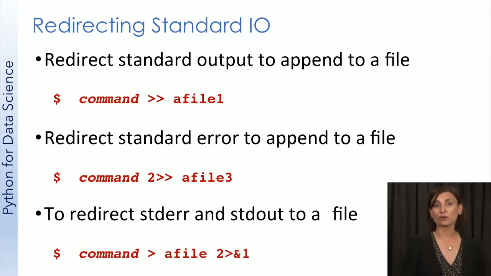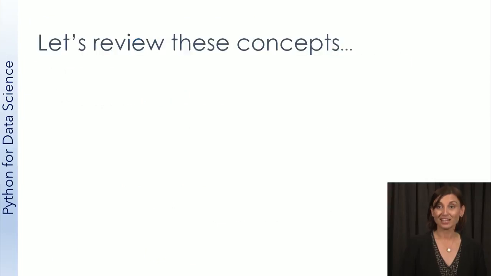Now we have a third command here. This one shows a way to redirect both standard out and error into the same file. The 2 greater than ampersand 1 means send FD2 output to the same place as the FD1 output, namely the file called a file. So let's review some of these concepts on our command line.